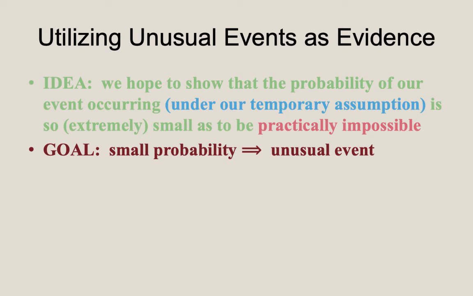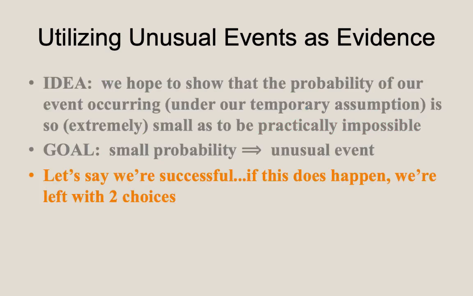If it is so extremely unlikely to have happened by chance, if our assumption was true, yet it did indeed happen, then that means our initial assumption wasn't true. The problem is that there are actually two interpretations of finding an unusual event. So let's say we are successful. We collect our data, and we calculate the probability of our data happening by chance. It turns out to be a rather small probability, and thus it can be classified as an unusual occurrence.